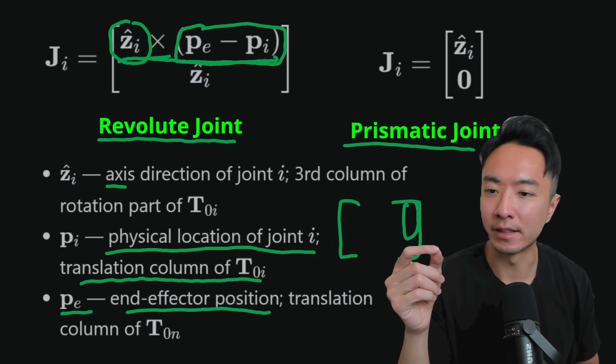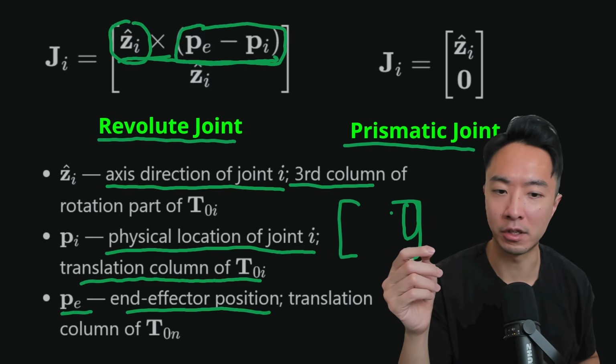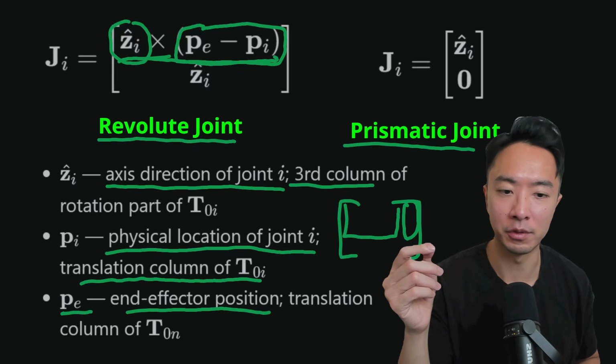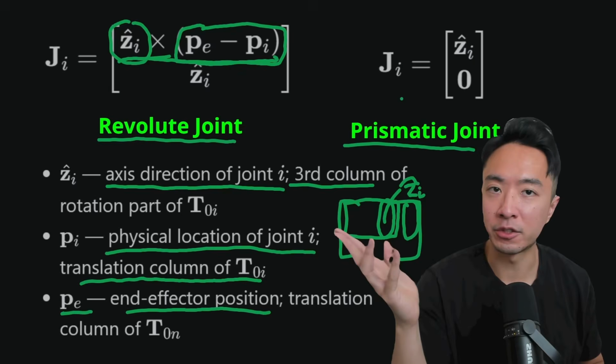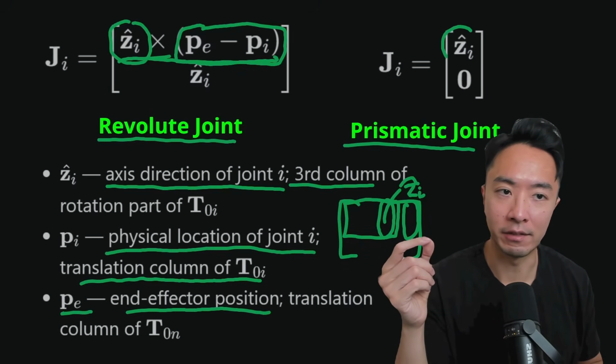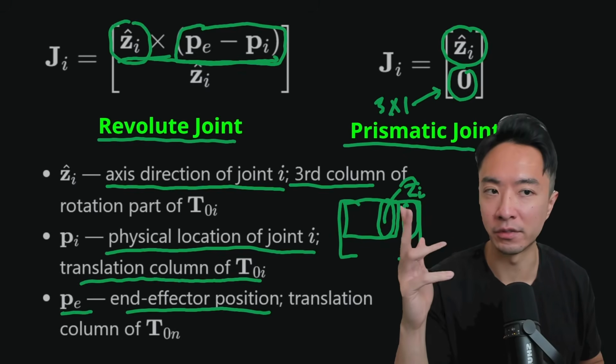And ZI is going to be the axis direction of your joint. Typically, it's going to be the third column. So if you have your 3x3 matrix here, it's going to be the third column. And this is what we call our ZI, okay? And the prismatic joint is going to be very simple. You just have the ZI component and then 0 here. This is going to be a 3x1 vector of zeros.